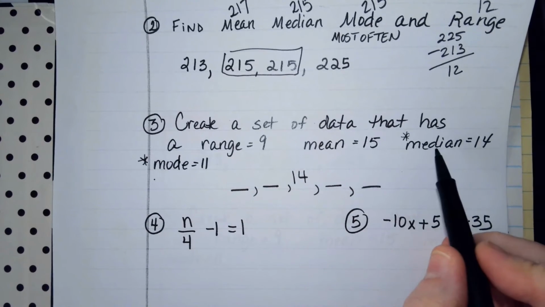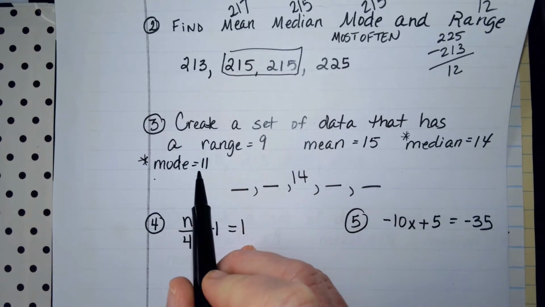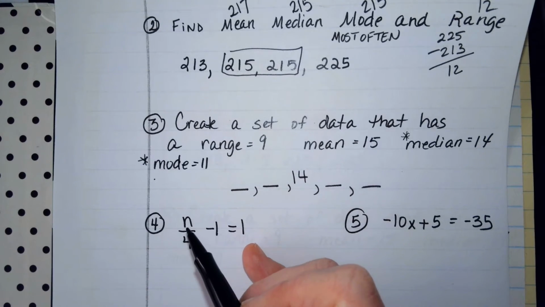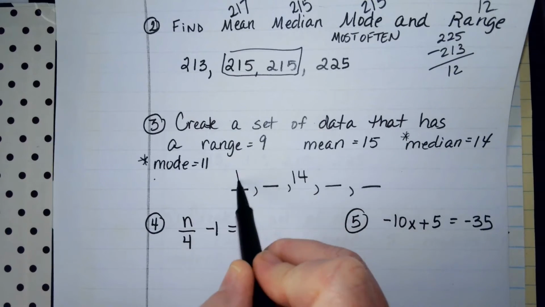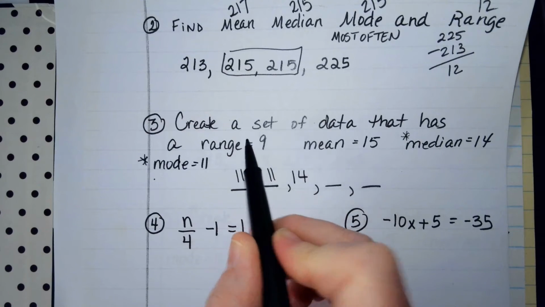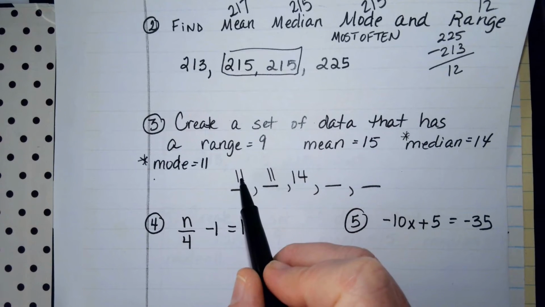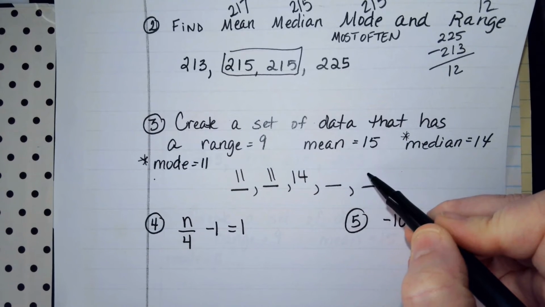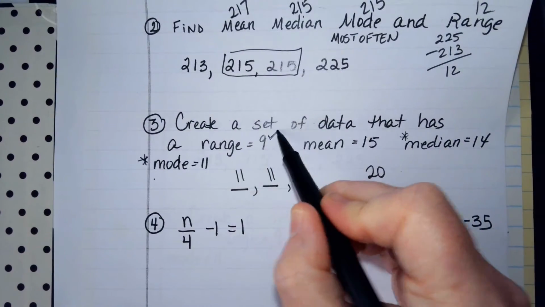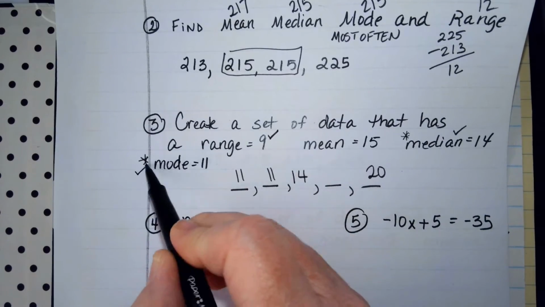I want 14 to be the median, so I put it in the middle. The mode is 11, which means it shows up more often than anything else. So would it be okay if it showed up twice? Well, the range is 9. So I know it's going to be this number, take away 11. This number, subtract 11. So what number would go over here to make that equal 9? 20. So far, I've checked off a range of 9, a median of 14, and a mode of 11.